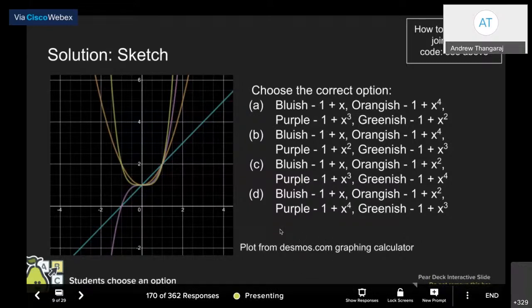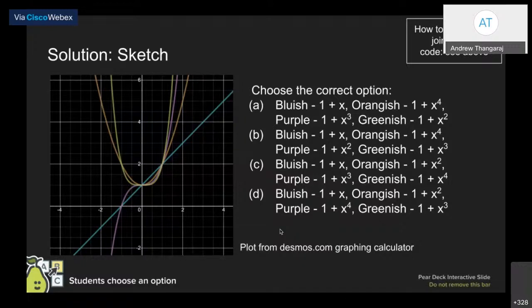Oh, somebody wants a white background. I had the same thing on a white background. I thought it didn't look clear enough, so I went to the black one.